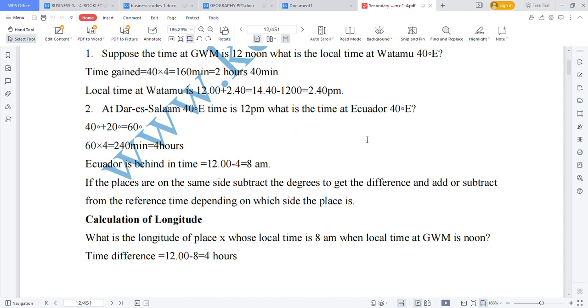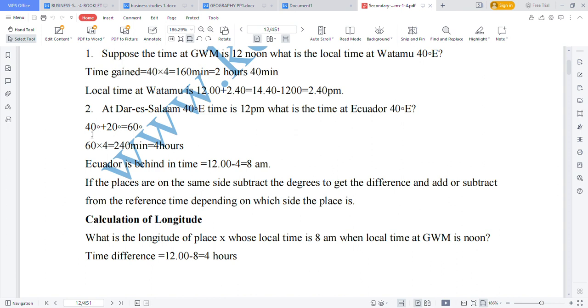Example 2. At Dar es Salaam, 40 degrees east, time is 12 p.m. What is the time at Ikuda, 20 degrees east? Sorry for that, this is supposed to be 20.